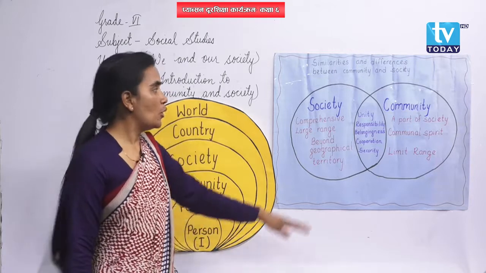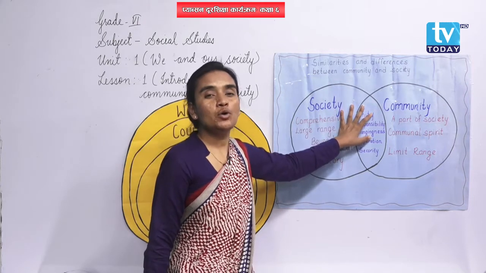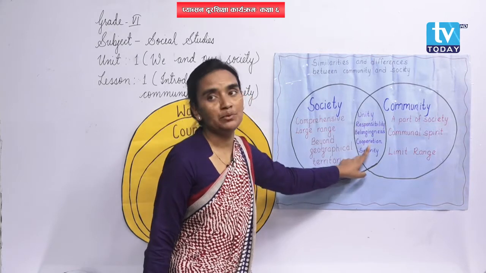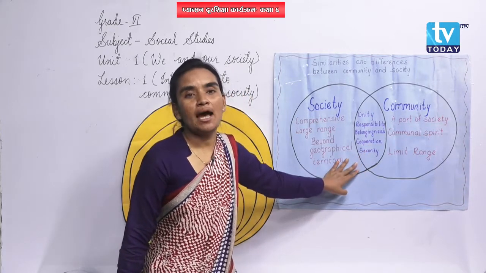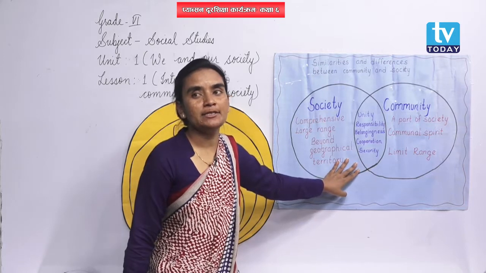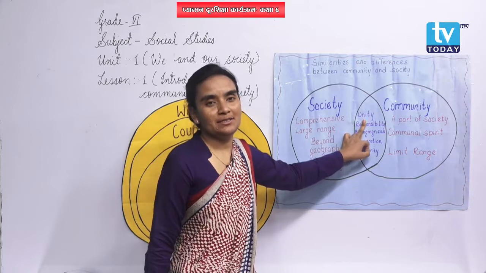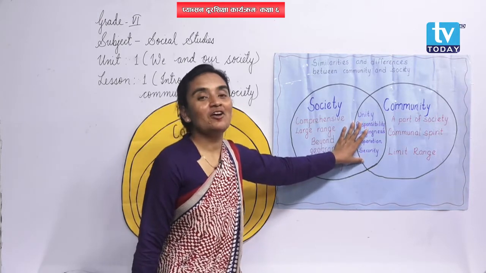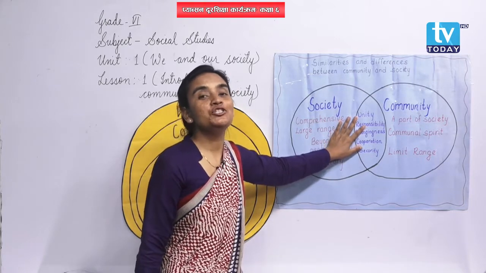And now according to this diagram, we can also get the similarities of society and community. While talking about the similarities between society and community, the first and foremost feature, the most utilized nature of human society, is unity.